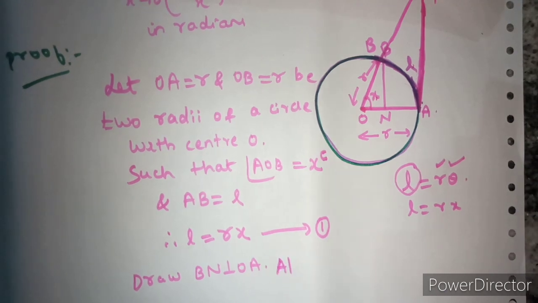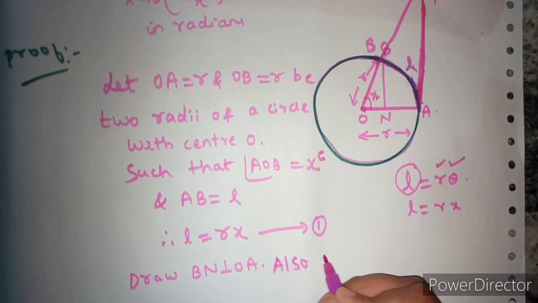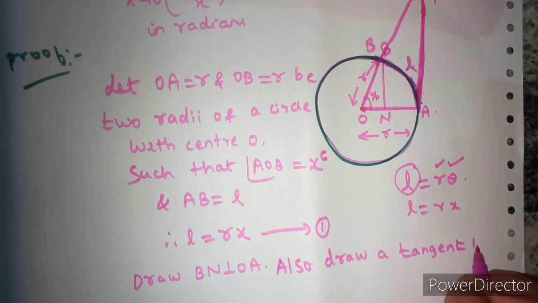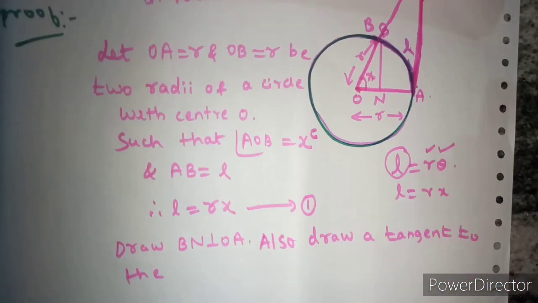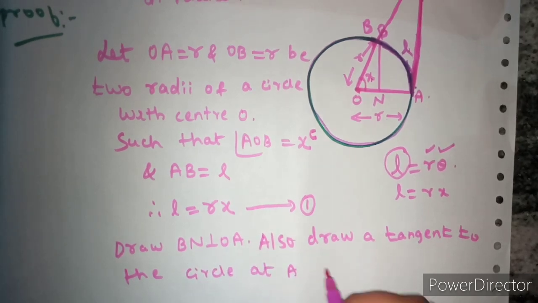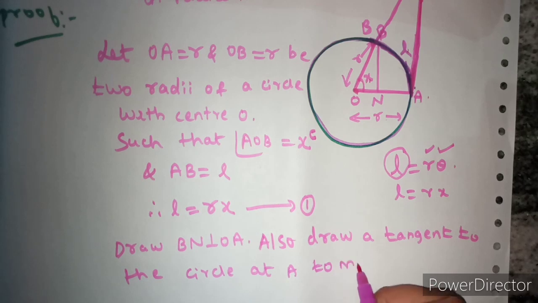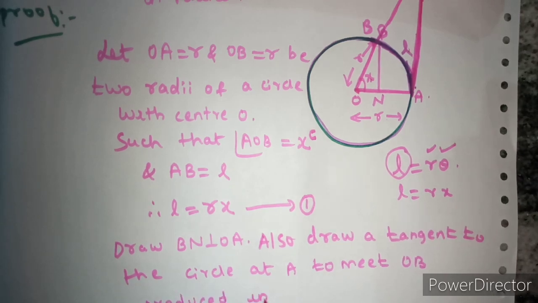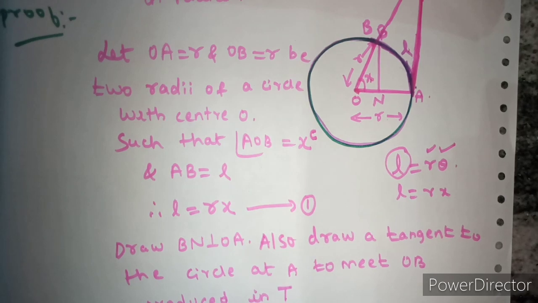Also draw a tangent to the circle. At what point have we drawn? At A. To meet what? To meet the extended line of OB, OB produced. Where do these two lines meet? At point T. To meet OB produced in T.